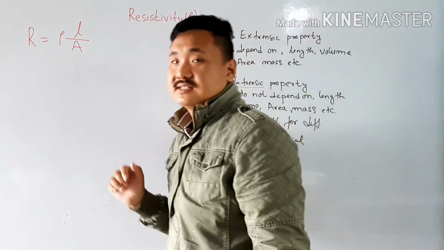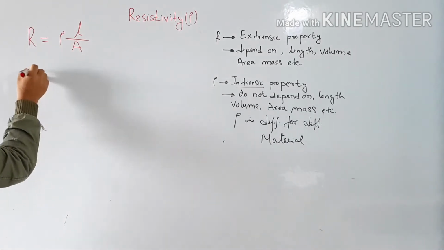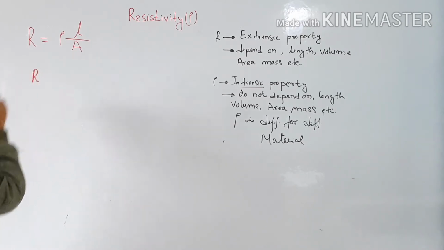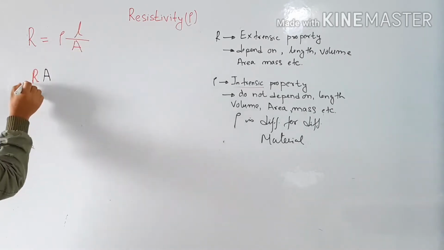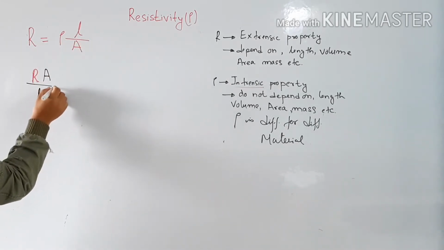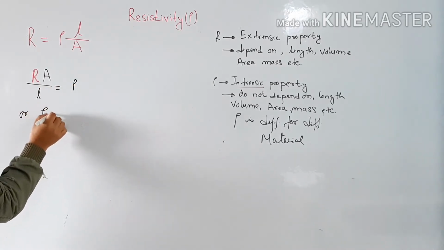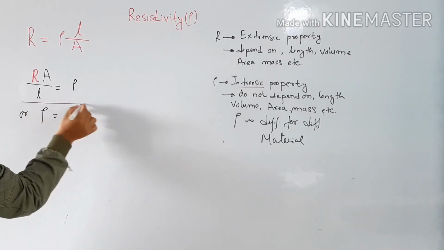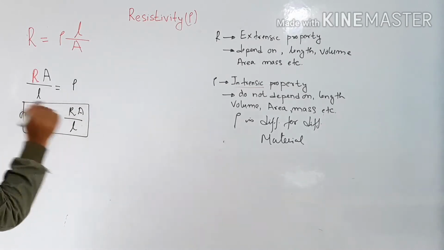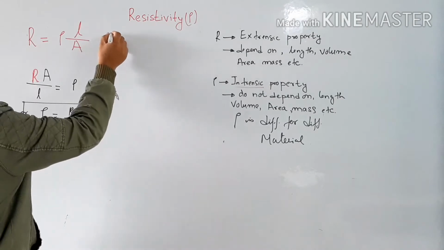Now let me go to the resistivity. So let me find the equation of resistivity. You take this R, and you bring this A here and multiply with R, and this L will come down due to the cross multiplication, and this is rho, or simply rho is equal to R A divided by L. So this is the formula of resistivity.